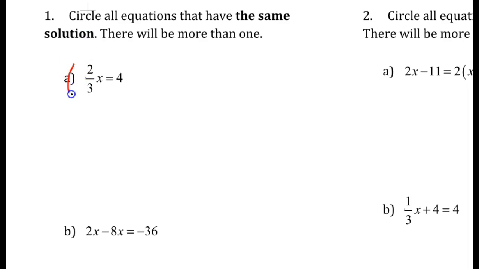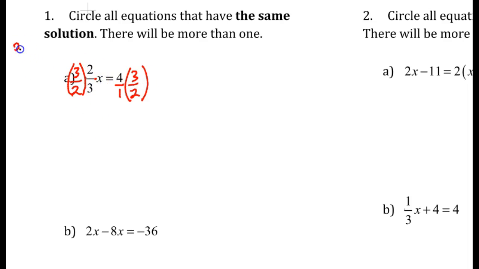You might remember we need to multiply by the reciprocal. Since this is multiplication, if we multiply by the reciprocal, the left side will equal 1. Be very careful on the right side. If you need to, you can make that 4 over 1, right? So only do this when it's multiplication.